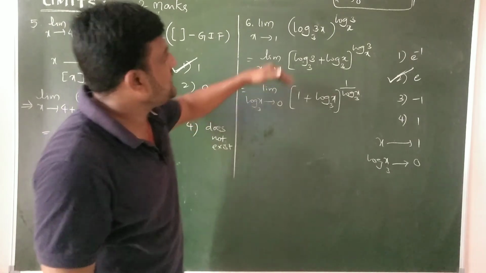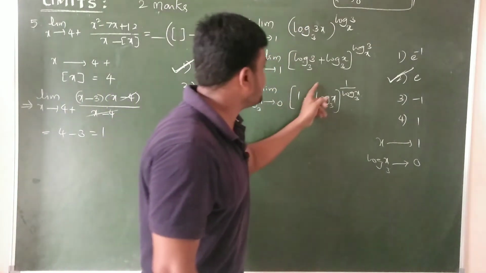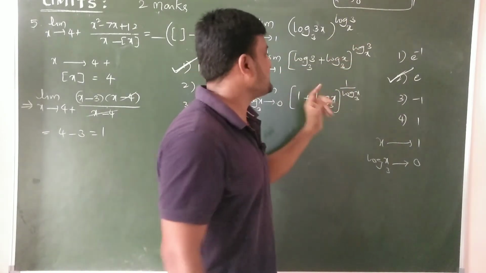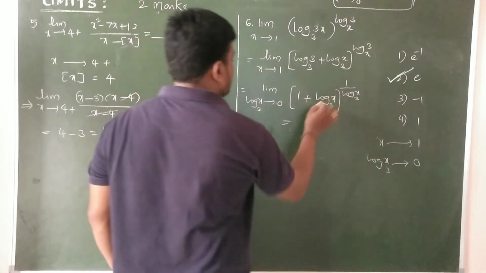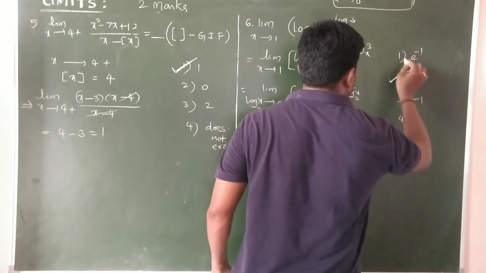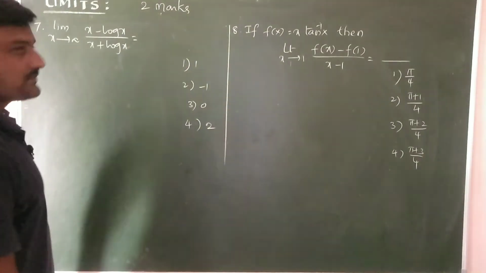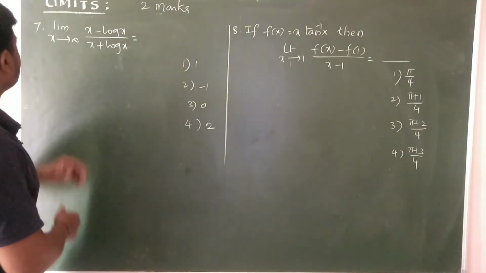It is exactly the same as this standard form. Let us observe, in the place of x we have log x base 3, yes or no? So that is why it is nothing but e. Okay, now our option is the second one, already mentioned there. Okay, let us go with the next problem.